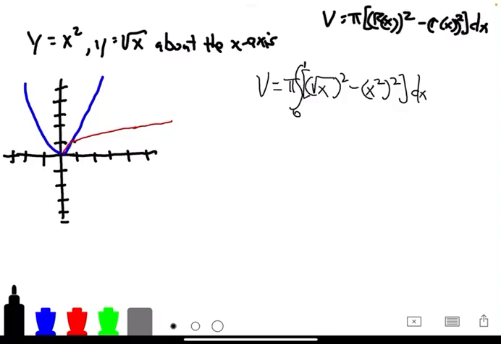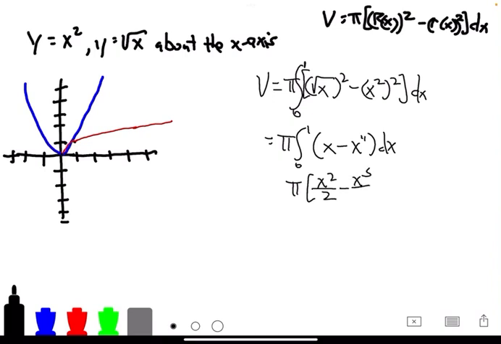All right. So now, this is primarily an algebra problem. The square root of x squared, remember, is just x, and x squared squared is x to the 4th. Now from here we have to find our antiderivative. So that's going to be x squared over 2 minus x to the 5th over 5.